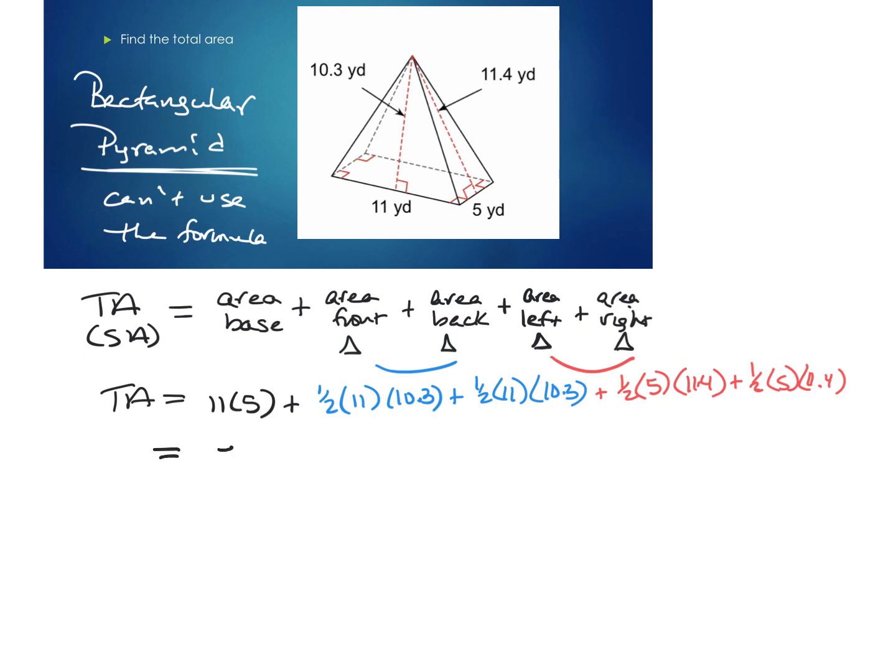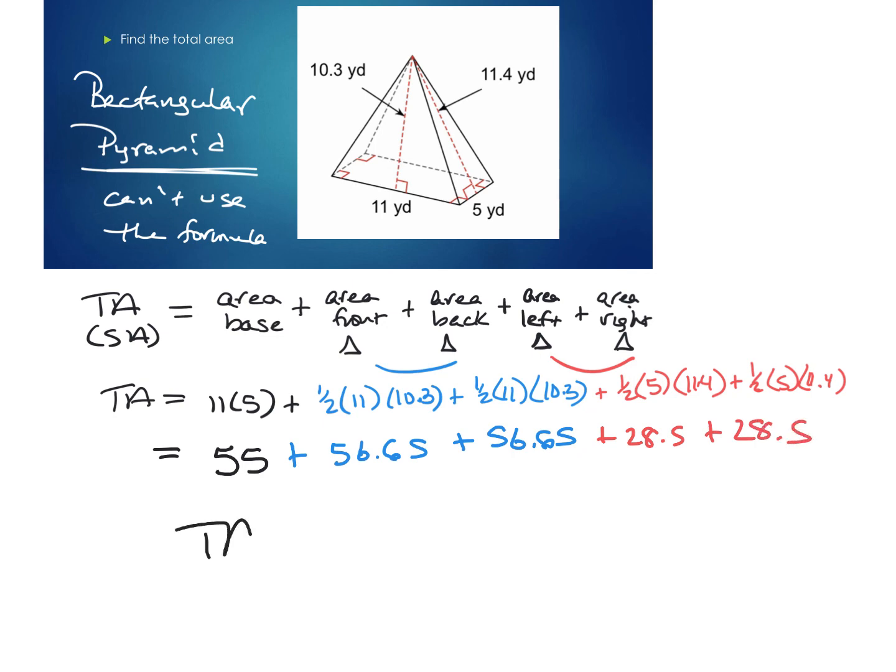So for the base, it's 55. For the front, 56.65. For the back, the same. For the left, 28.5, for the right, 28.5, giving me a total area of 225.3 yards squared.